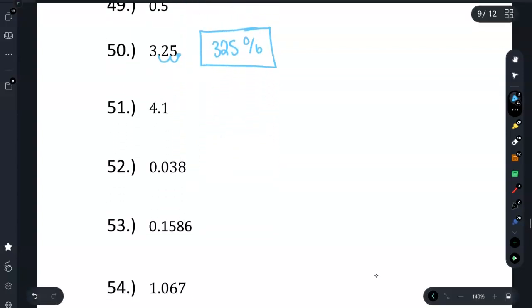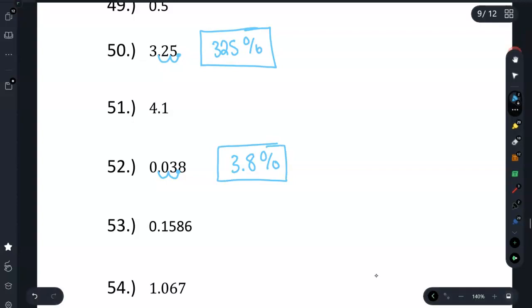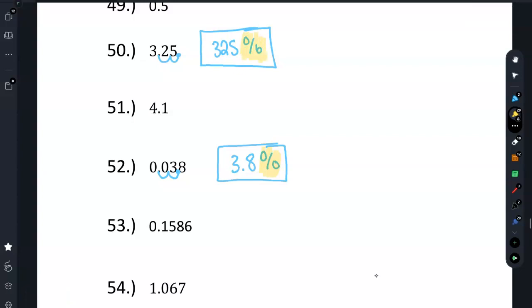Number 52, once again, I have a decimal and I want to move it 2 times to the right. So now my decimal is between the 3 and the 8, so it's just 3.8%. And sometimes I'll see students move the decimal but not write the percent sign. If you move the decimal and don't write the percent sign, then you're changing the value of the number, right? So we want to move the decimal and add the percent sign to the end of it.